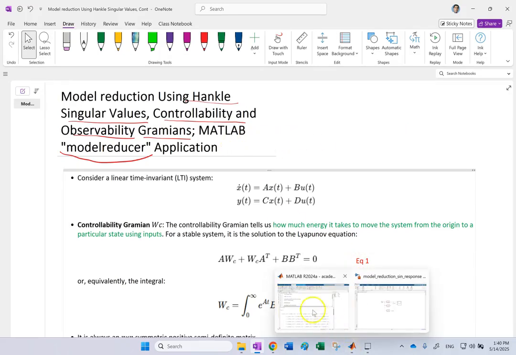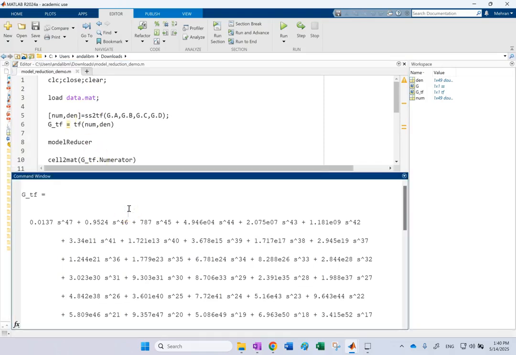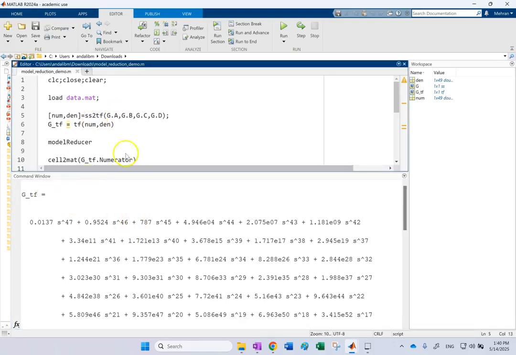Now, to demonstrate what I'm talking about, here I have imported this model called data. This data.mat has a model of a system that has an order of 48. When I read this in, I get the A, B, C, and D matrices from the G model that is in this mat file, and it's the state space model. I get the numerator and denominator of that using the ss2tf command and then pass it to tf to get the transfer function.